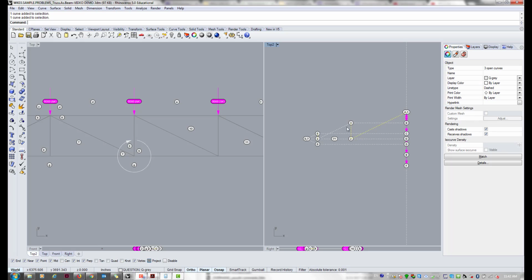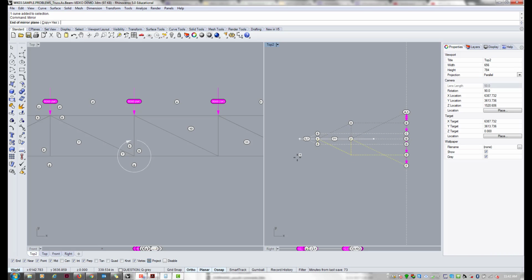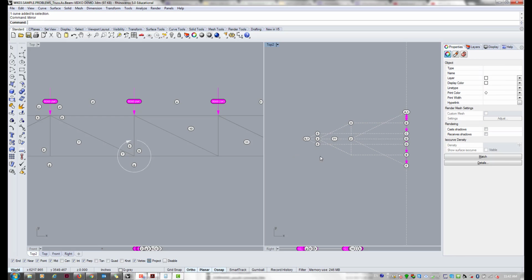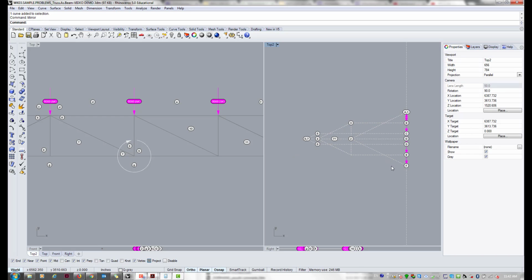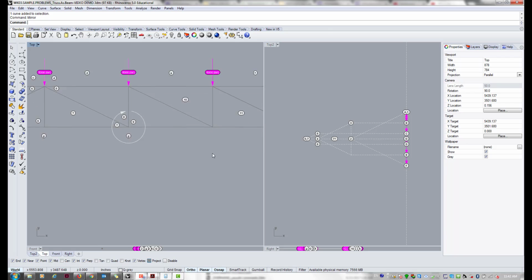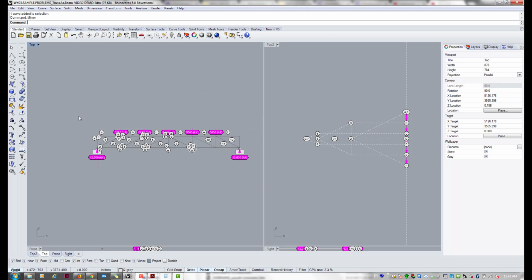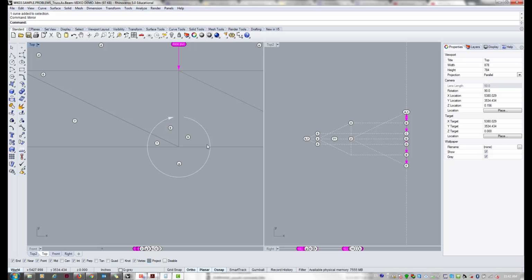You kind of have to look at everything. But your diagram is going to end up looking like this, and that's a fair assumption. If the geometry of the truss and the force loading are symmetrical, your diagram should end up looking symmetrical too.